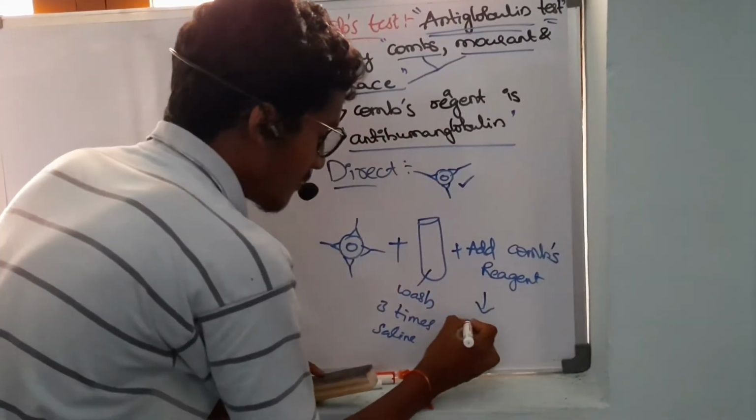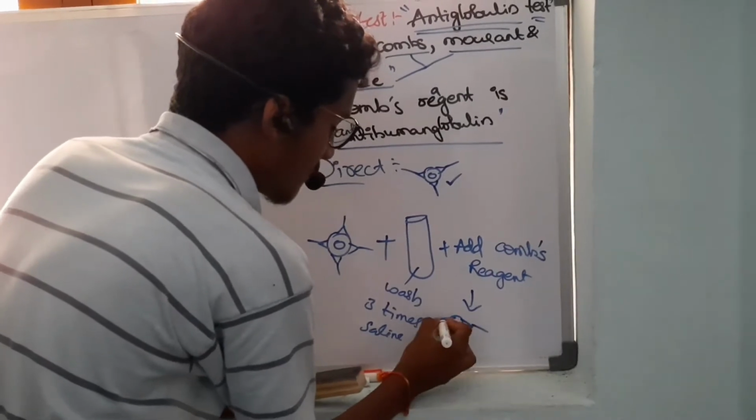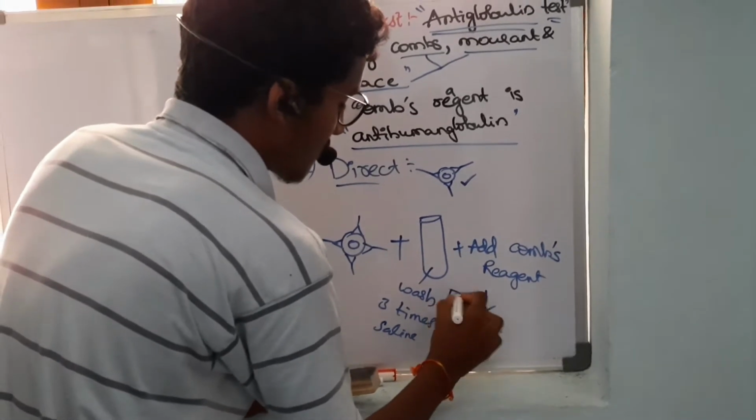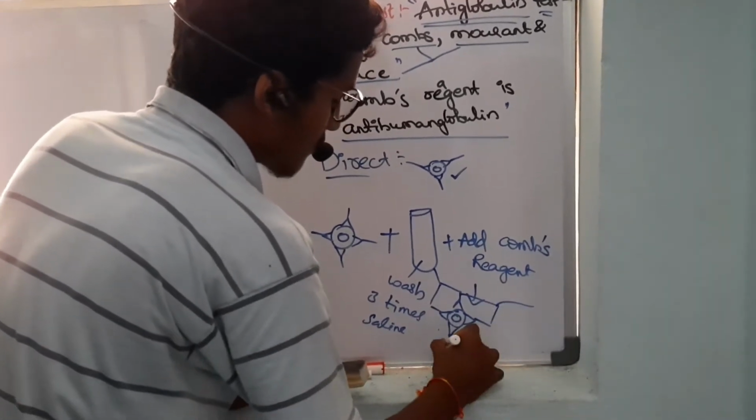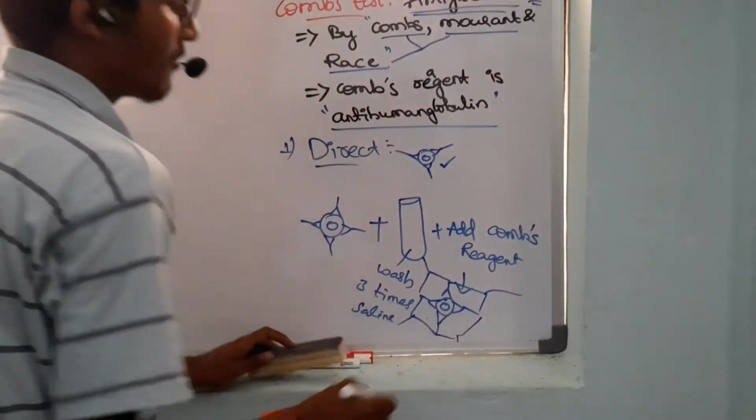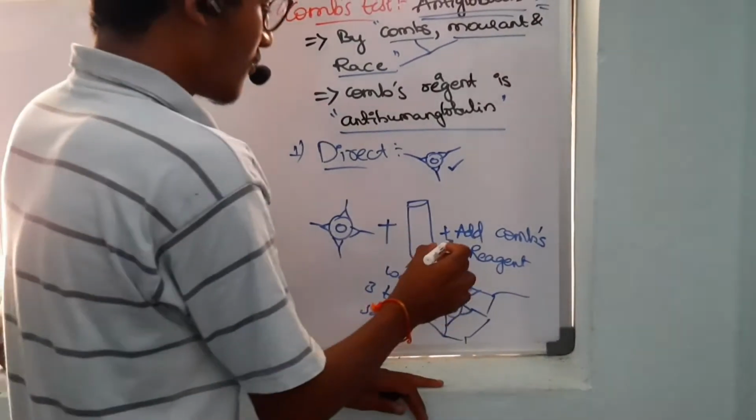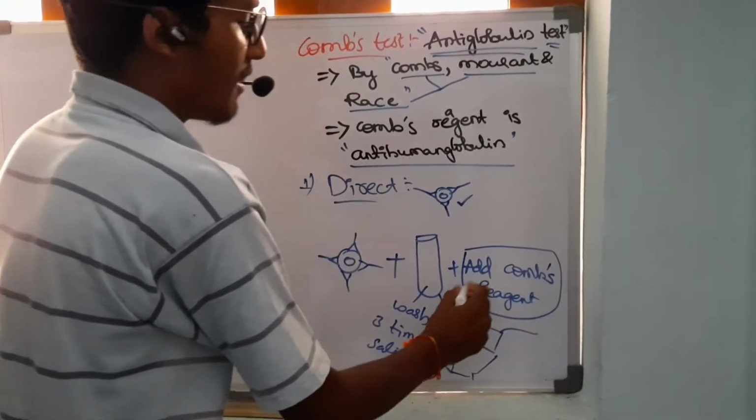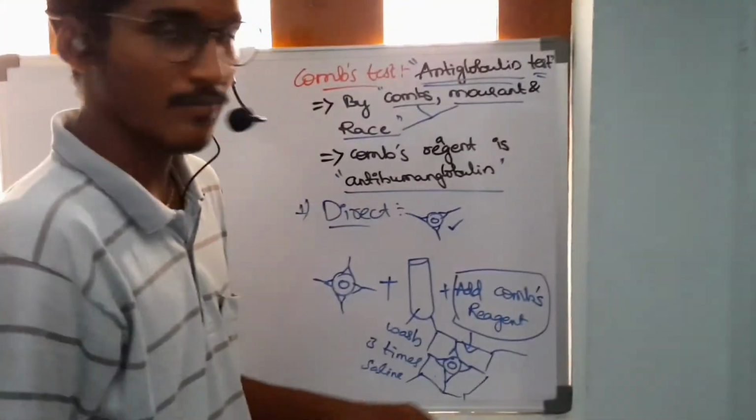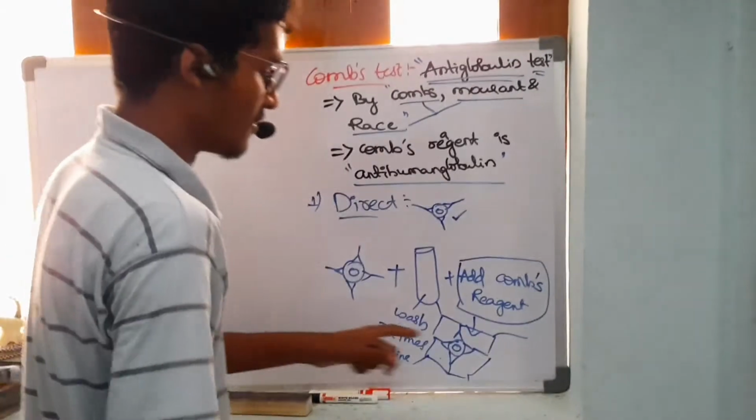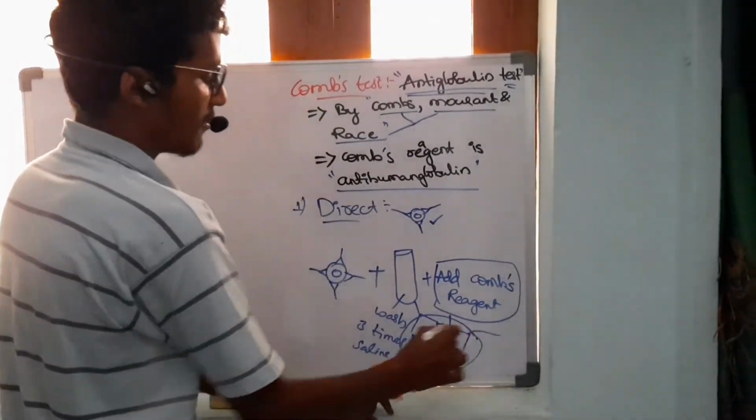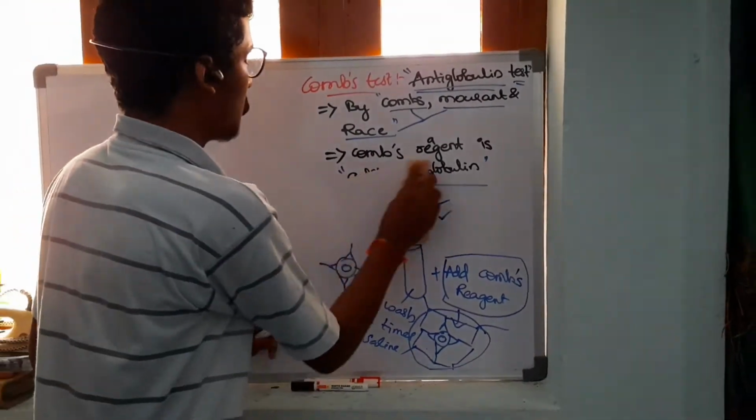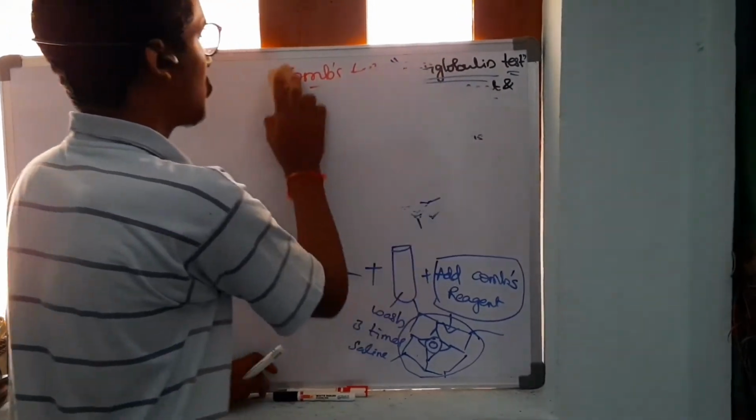Suppose it is in a plasma cell, it forms like this. By examining the solution after adding the Combs reagent, we can see clumping of the solution, so it is known as the direct Combs test.